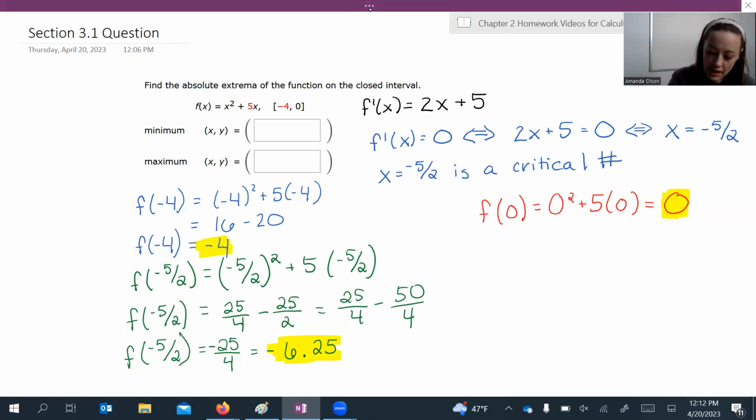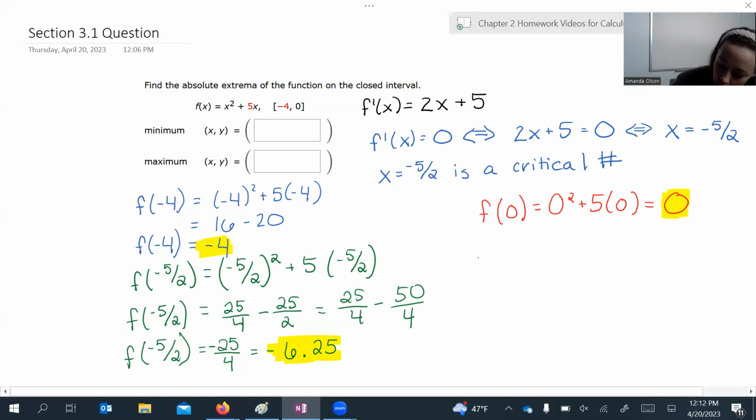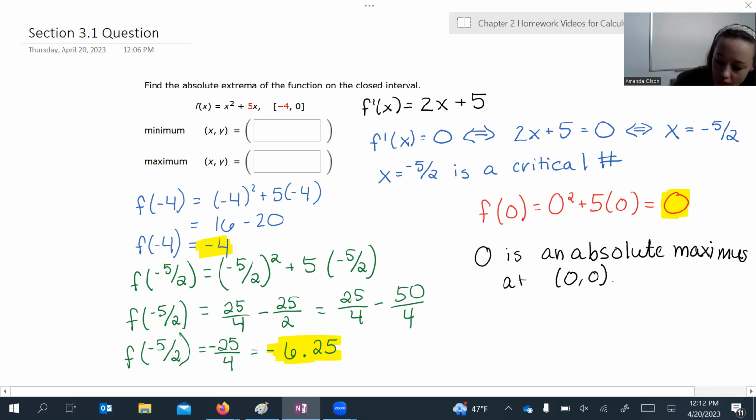So 0 is an absolute maximum. And that occurs at the point 0, 0, or x equals 0, however you want to word that. From there, we also have the lowest. Our absolute min is -6.25.